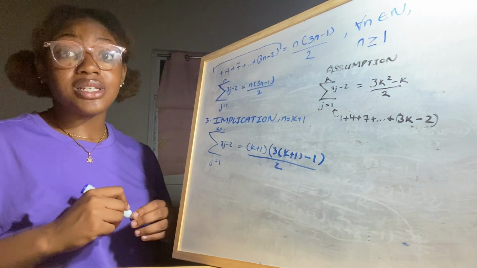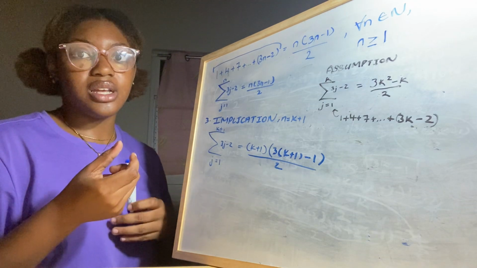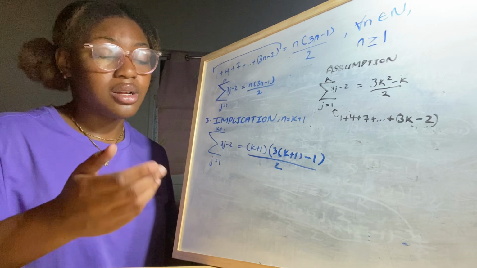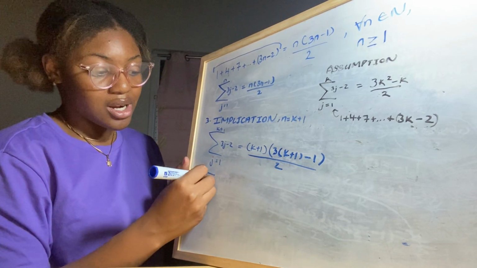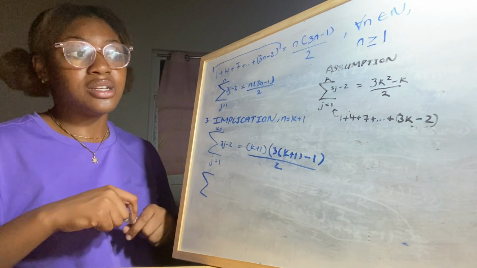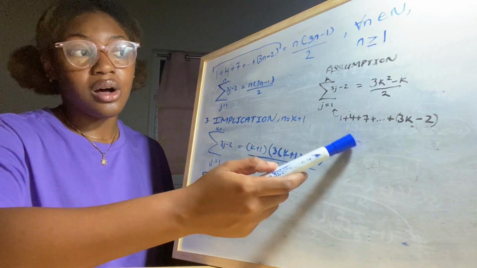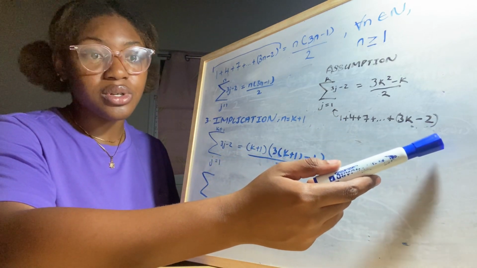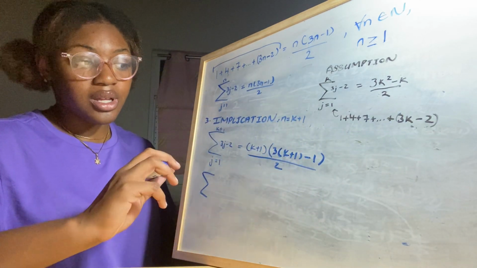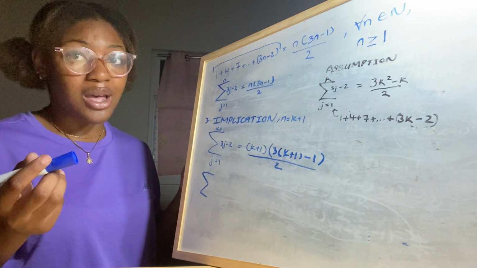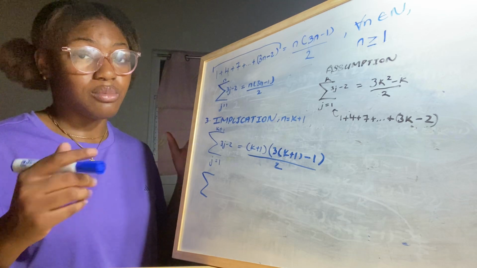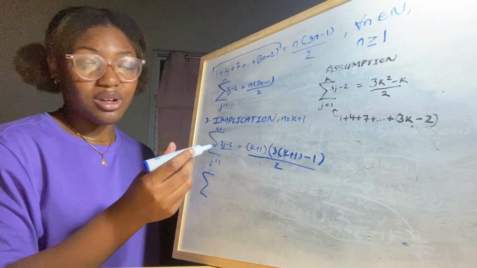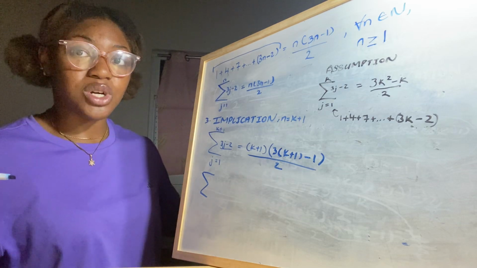So if we're supposed to take this and represent it using our assumption, since our assumption is basically telling us the sum of terms from 1 all the way to our k term being the 3k minus 2, what we can do is find what is our k plus 1 term using our formula first. So just like how we found the k term using the formula, we're going to do that for our k plus 1 term.